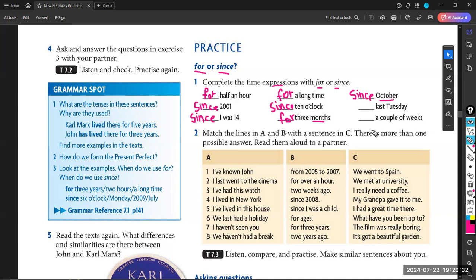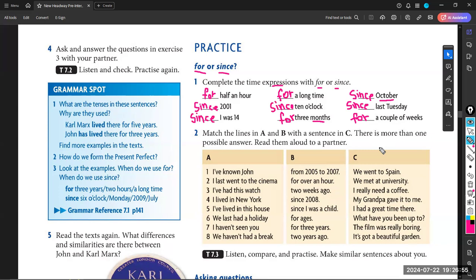Now, last Tuesday. Since last Tuesday. Thank you. A couple of weeks. Yes, for a couple of weeks, a couple of months, a couple of years. Exactly, I have to use for.